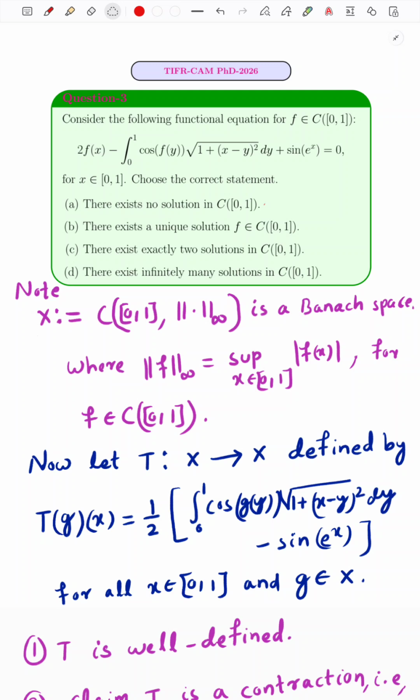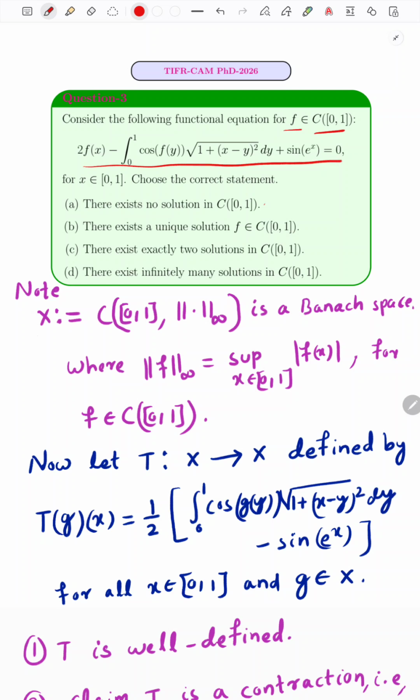In today's discussion, we discuss a very interesting question, and this question is asked in the TIFR CAM PhD entrance exam 2026. And this question is from the functional analysis part, specifically from the Banach fixed point theorem or Banach contraction principle. Okay. In this question, what is given? f is a continuous function and it satisfies this integral form of equation.